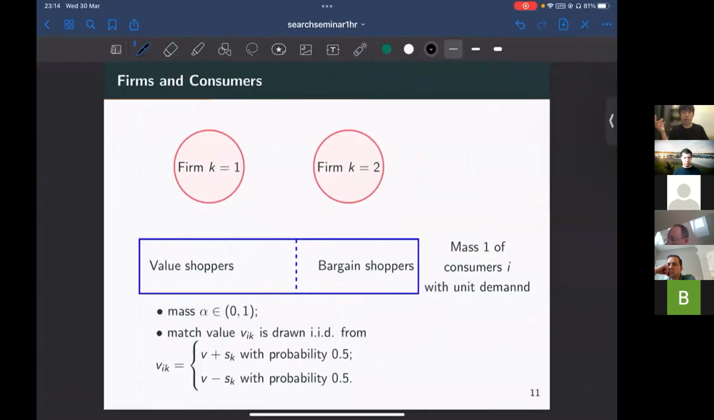Value shoppers, on the other hand, are the main character of this model. They have mass alpha, between 0 and 1. In this simple model, the match value is binary. It follows a binary distribution, and is drawn IID from either v plus s_k or v minus s_k with one half probability. So with 1/2 probability, it is a good match, and v plus s_k is the match value. With 1/2 probability, it is a bad match, and v minus s_k is the match value. And this s_k is going to be the design parameter of the firms that I will talk about later.